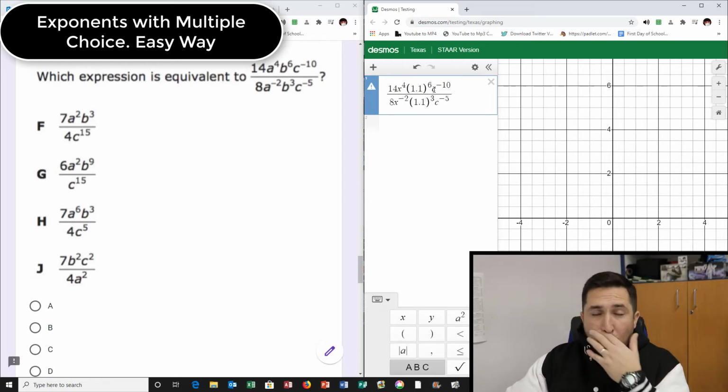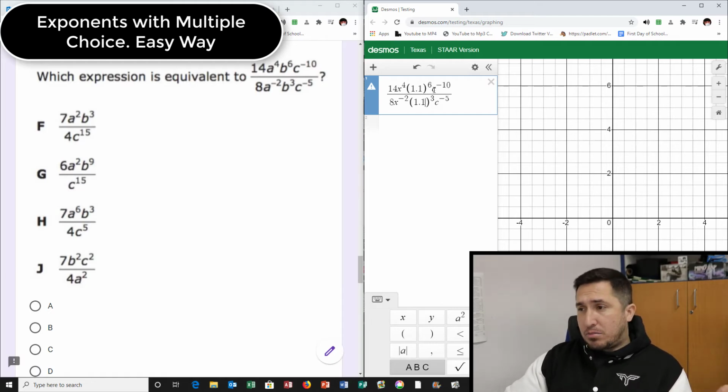Now we have a C. What should I call this? Do I call this Y? I mean, I don't know. You're going to call this 1.2. So take the C out.